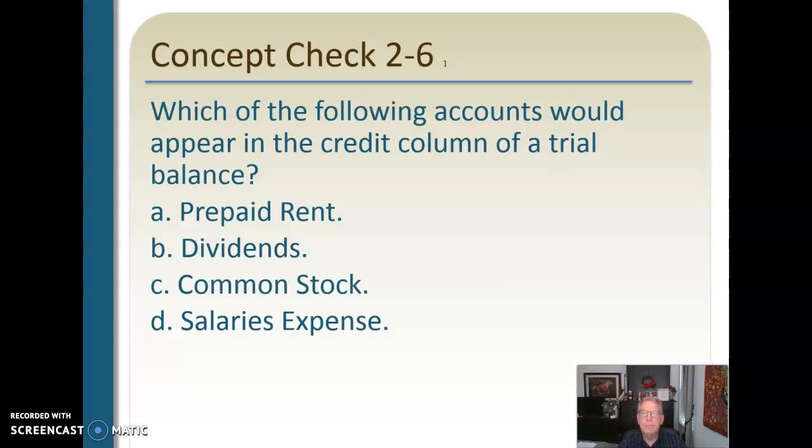Good. Okay, which of the following accounts would appear in the credit column of the trial balance? Prepaid rent's an asset. Dividends has a debit entry. Common stock, that looks like a credit entry. And then salaries expense is a debit entry. So we're going to say Charlie.